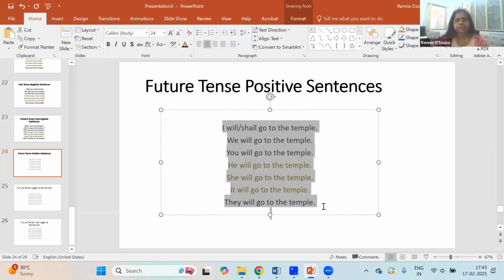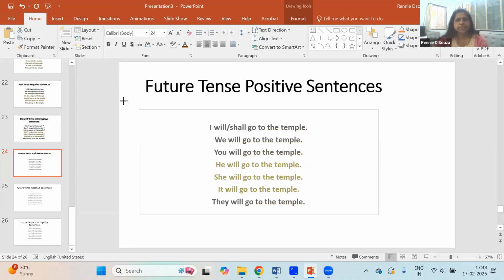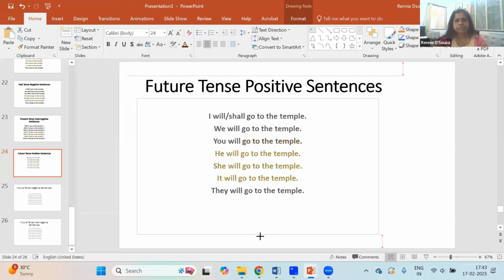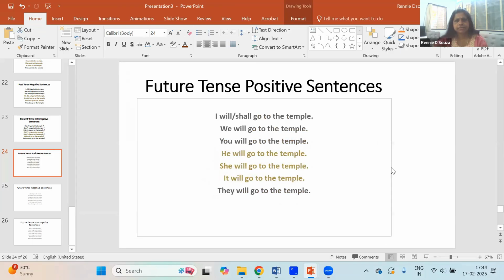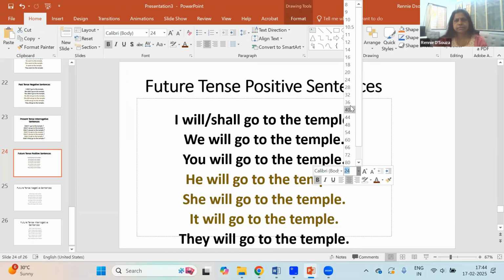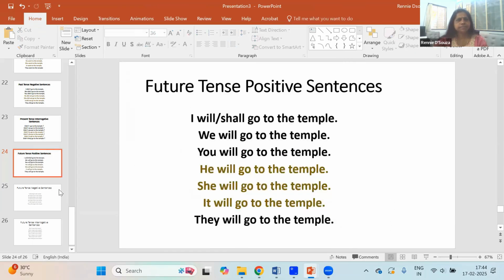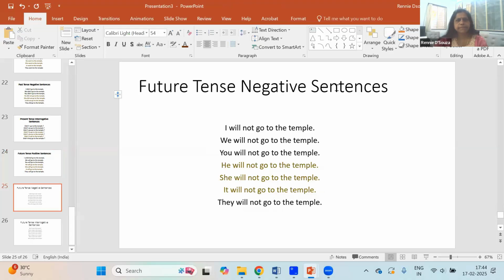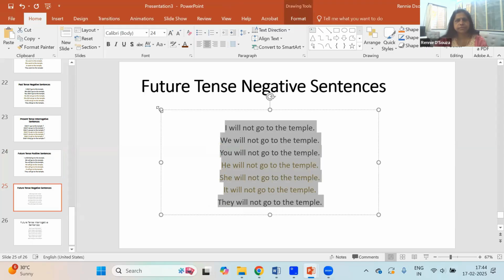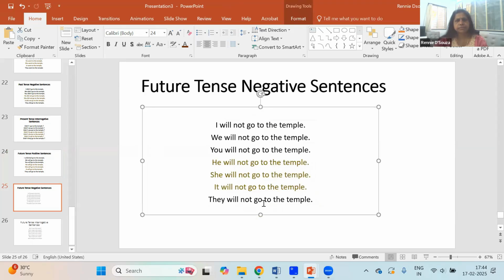If we see the future tense, future positive sentences, here we have seen that we have added will or shall. Usually we use shall for I. I shall go to the temple. We will go to the temple. You will go to the temple. He will go to the temple. She will go to the temple. It will go to the temple. They will go to the temple. So everywhere we can see will for future tense.